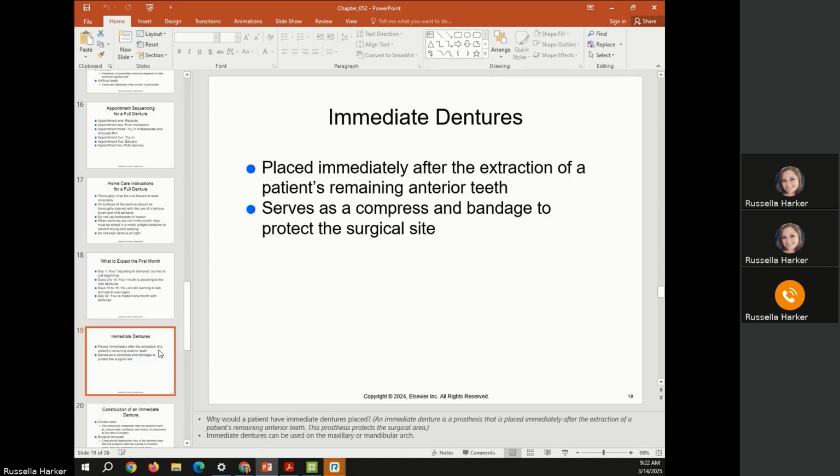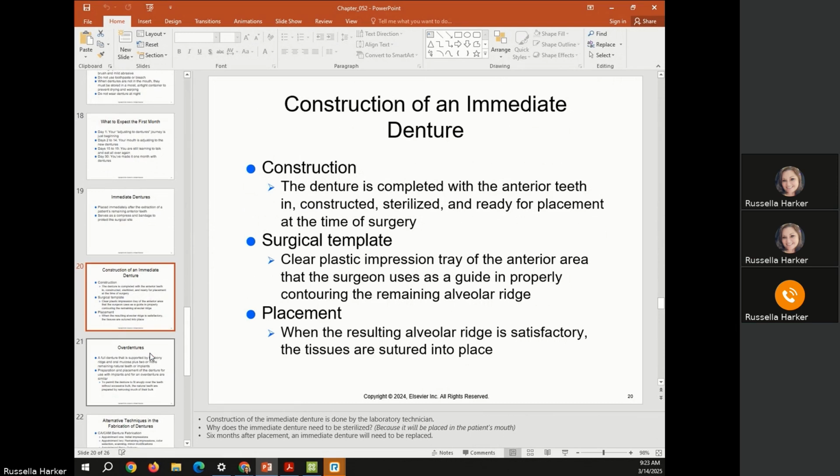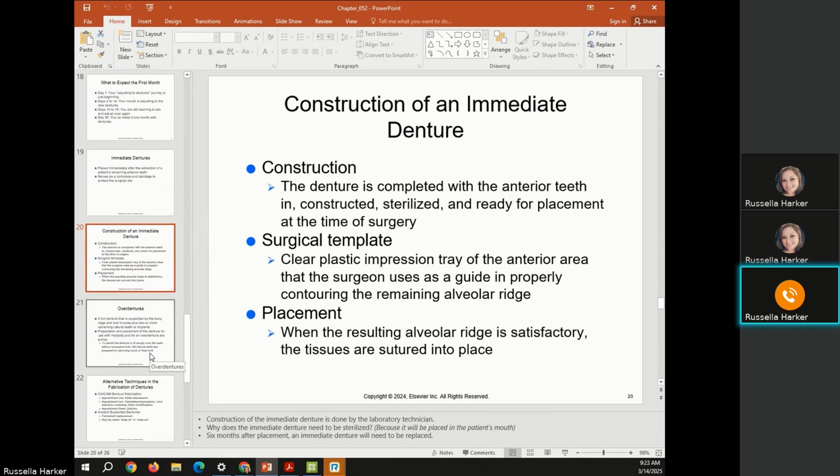When the immediate dentures are placed, they are put in and they are not taken out for up to 48 hours. If they are taken out, then the swelling starts and the patient is not able to get that denture back in. With the construction of an immediate denture, it's completed with the anterior teeth in. While the patient still has their anterior or front teeth in place, we take an impression and send it off to the lab and have the immediate denture fabricated. Then it's sterilized and ready for placement at the time of the surgery.